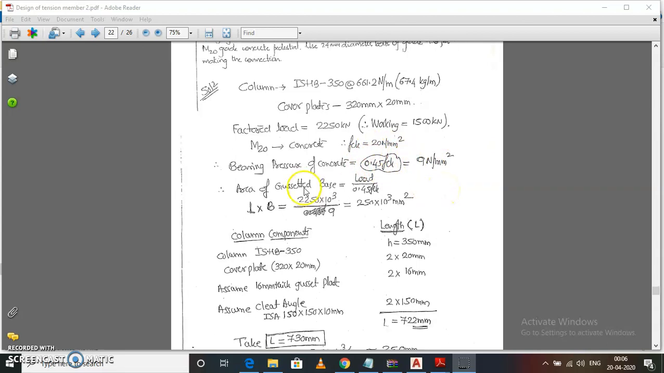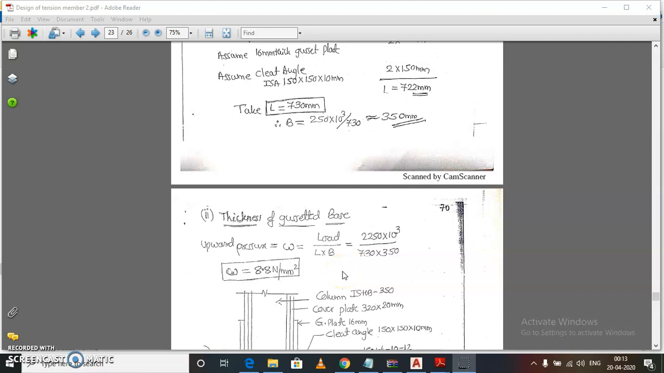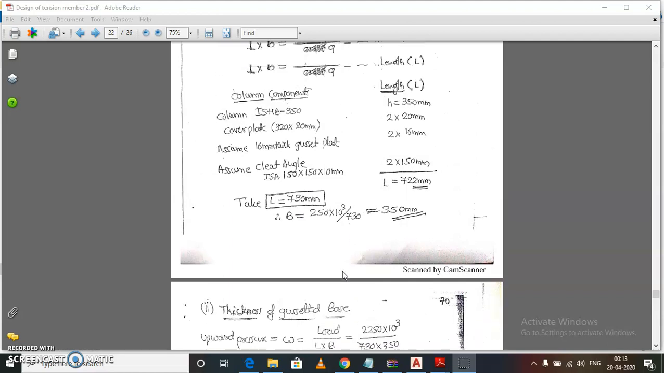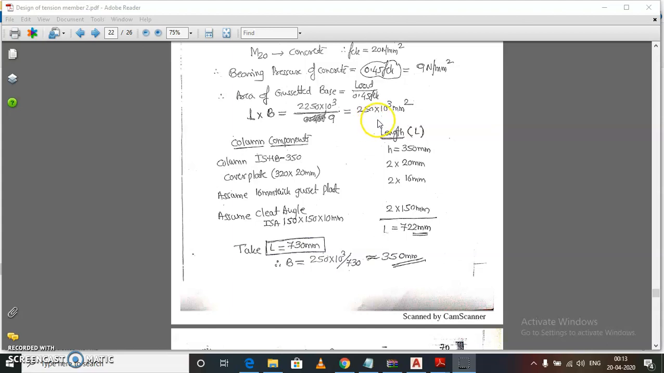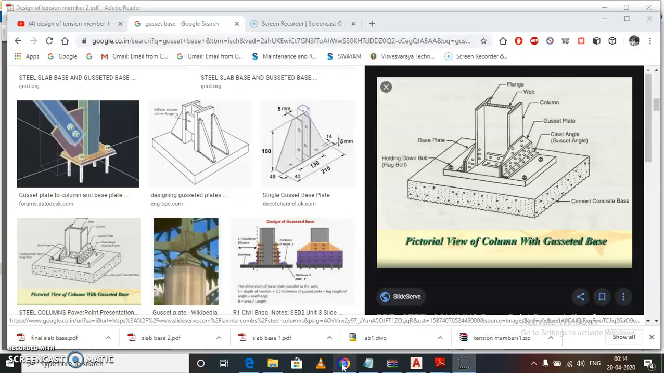Now you directly calculate the area of the gusset base required, that is equal to load divided by bearing pressure. So load is 2250 into 10 power 3 divided by 9, that is 250 into 10 power 3 mm square. Okay, once we calculate the area of the base plate, we decide the length of the base plate based on the various components to be accommodated by the base plate.